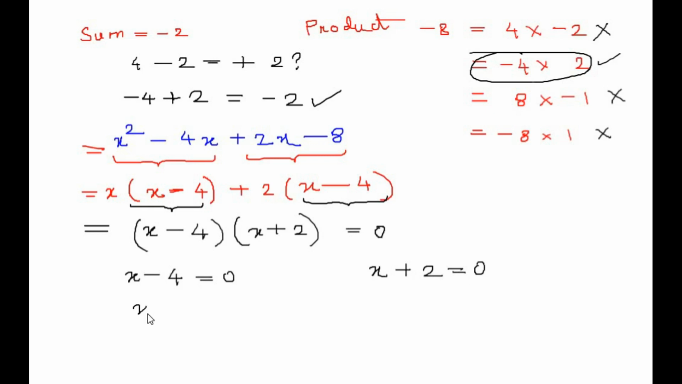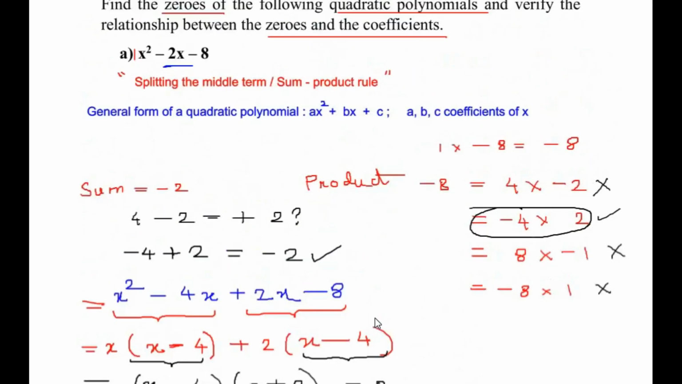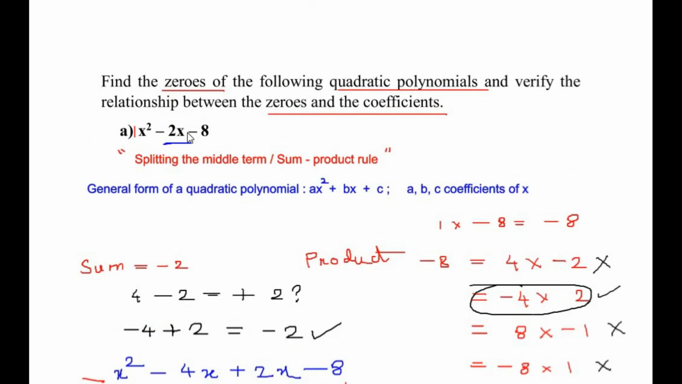So here we get x is equal to 4, as negative 4 goes to the other side of the equal sign, turning positive, and x equal to minus 2, as plus 2 goes to the other side of the equal sign and becomes minus 2. So these two are the zeros, the values of x, which when you substitute in this equation make the entire equation equal to 0.